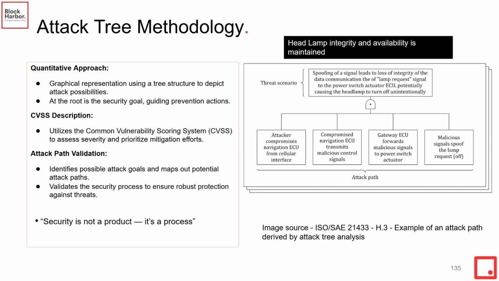For example, an attacker could compromise the navigation ECU via a cellular interface, transmit malicious control signals, and then spoof signals to the power switch actuator to turn off the headlamp unexpectedly. By mapping these paths, we can validate our security controls to ensure they effectively protect against these identified threats. As the saying goes, security is not a product, it's a process. Attack trees help us continuously refine that process.